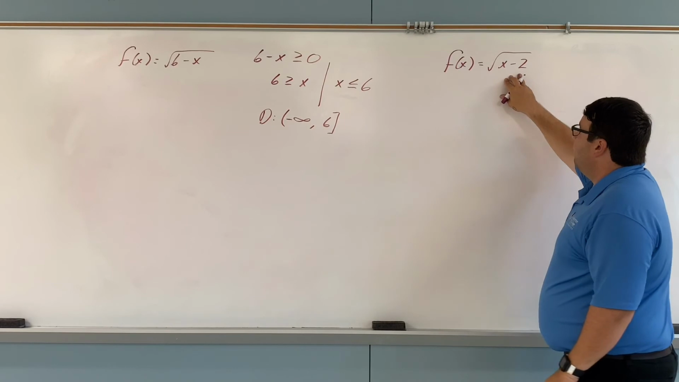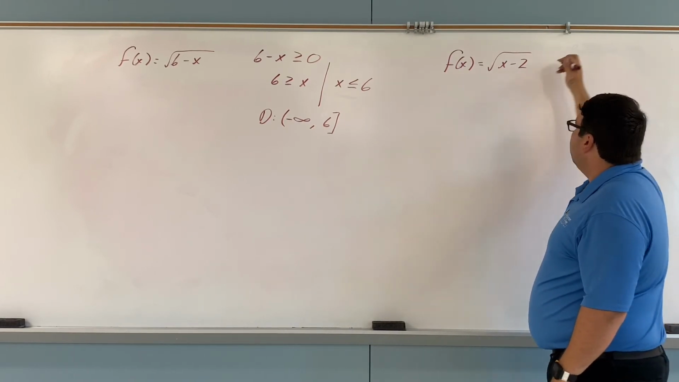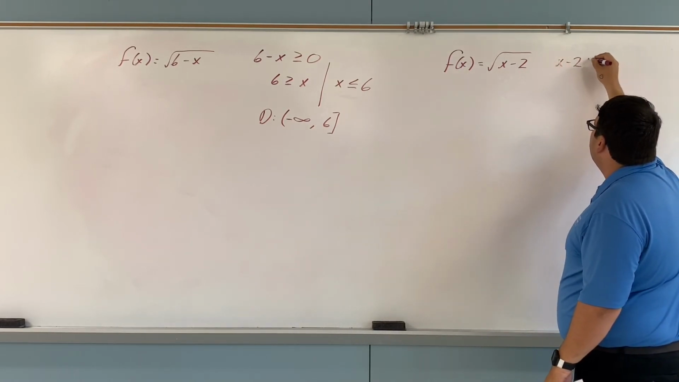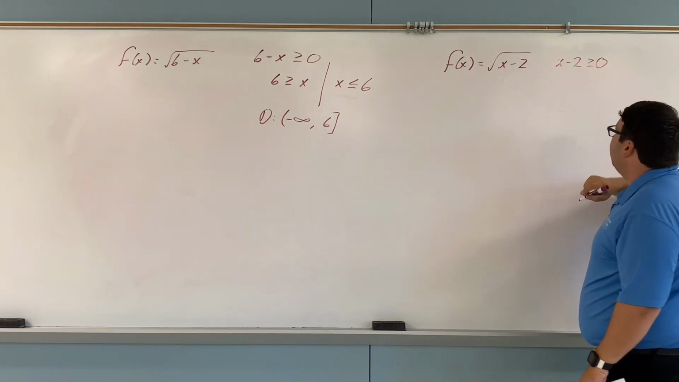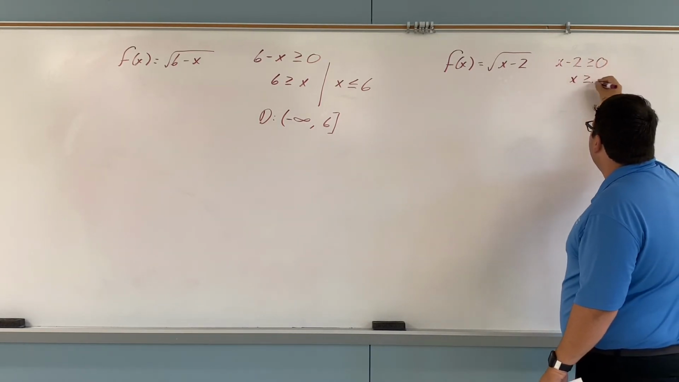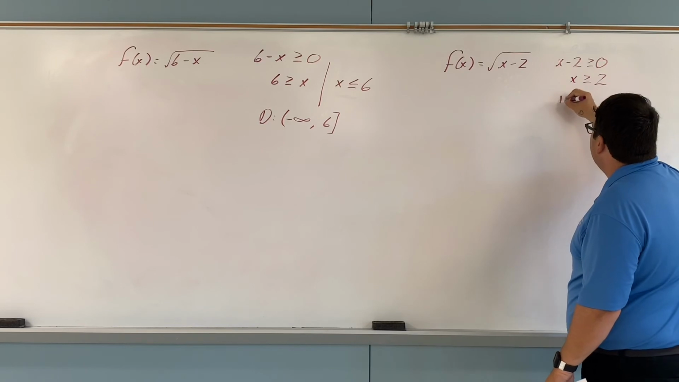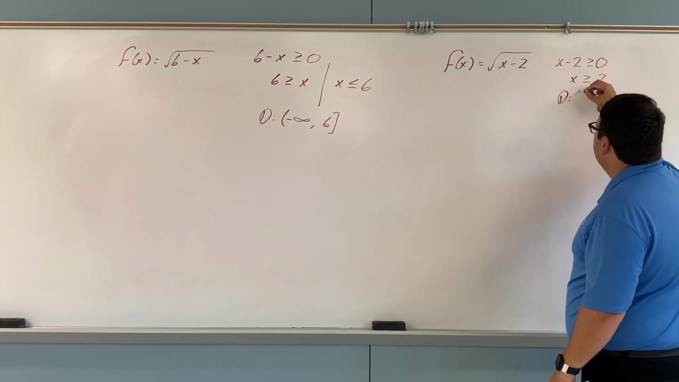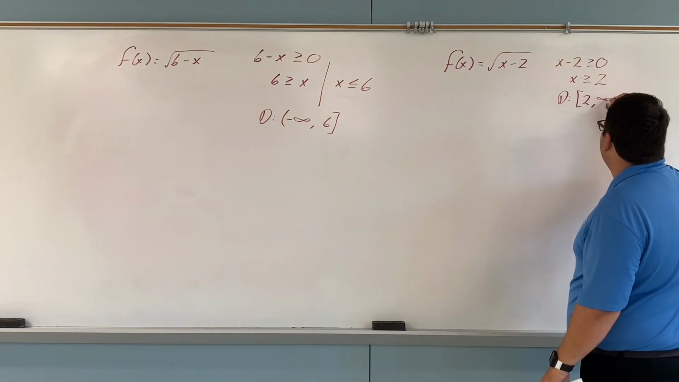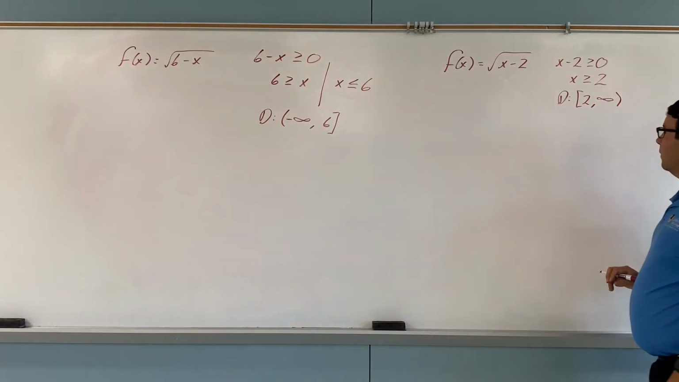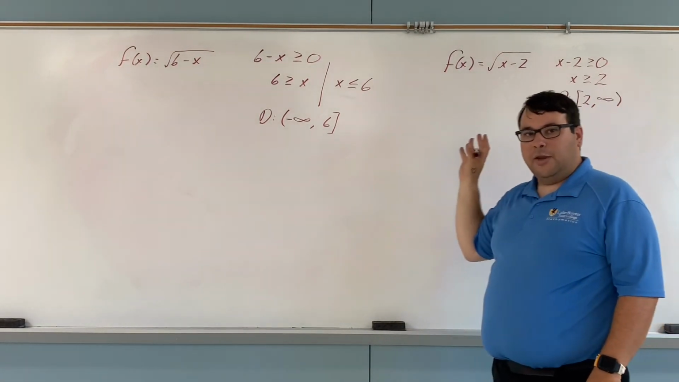So I have my function. It's the square root of x minus 2. I'm going to set my radicand so that it is greater than or equal to 0. Solving this, I know x is greater than or equal to 2, which means my domain is from 2 to infinity.